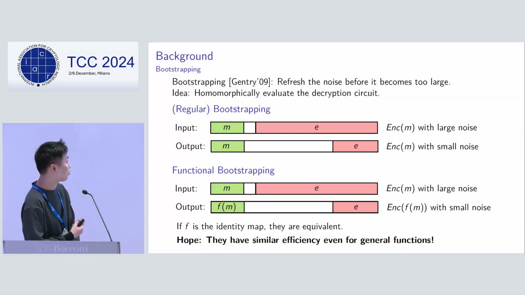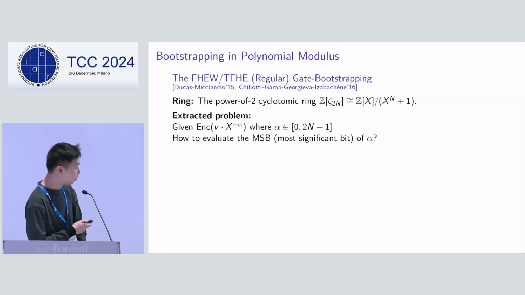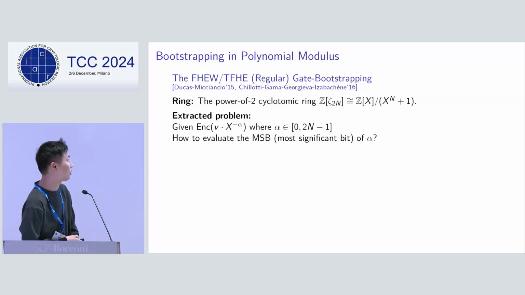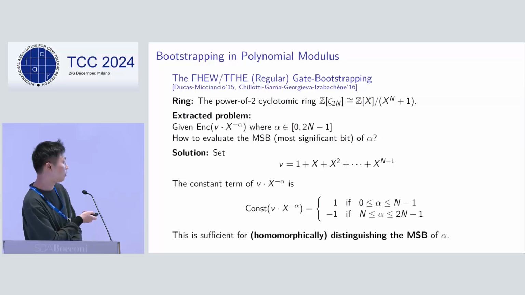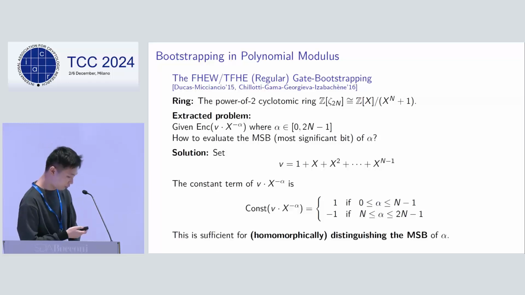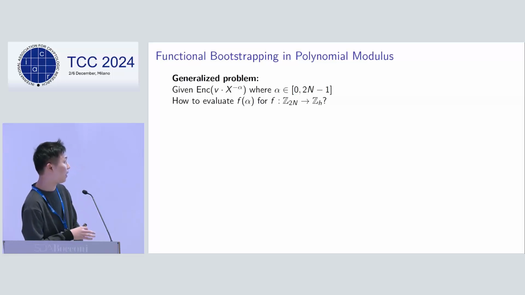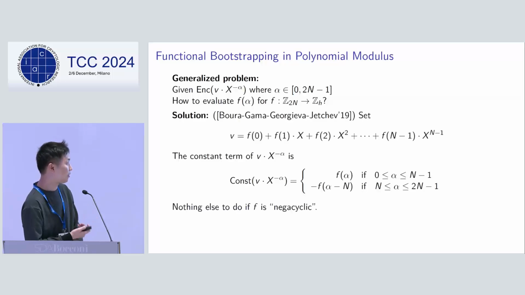First, let's consider an extraction problem from FHEW and TFHE bootstrapping. If we encrypt alpha in the exponent and multiply by some polynomial v, how do we evaluate the MSB of alpha? The solution is that we can set all the coefficients of v to 1, and then look at the constant term. The constant term is determined by the MSB of alpha. So this is sufficient for what we need. One may ask a more generalized problem: given such an encryption, can we evaluate a function? One solution is to encode the function into the coefficients of v, and then again look at the constant term.